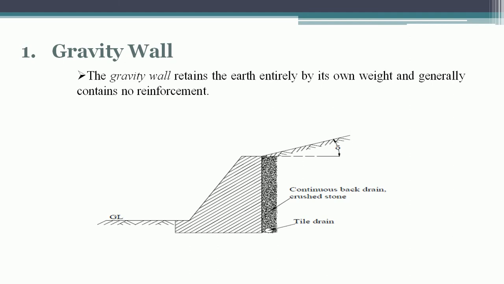It may be constructed from stone, concrete or other heavy material which is used to resist the pressure from behind. Now here the tile drain and the continuous back drain, crushed stone, which are provided in the gravity wall.